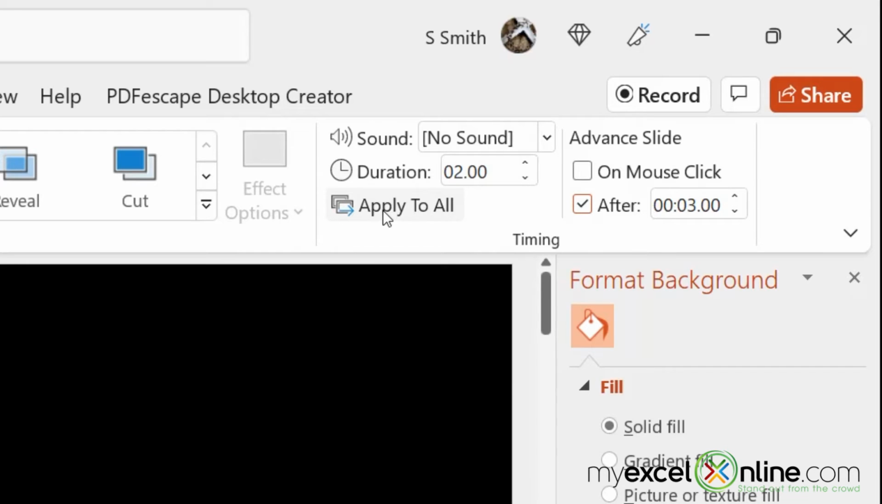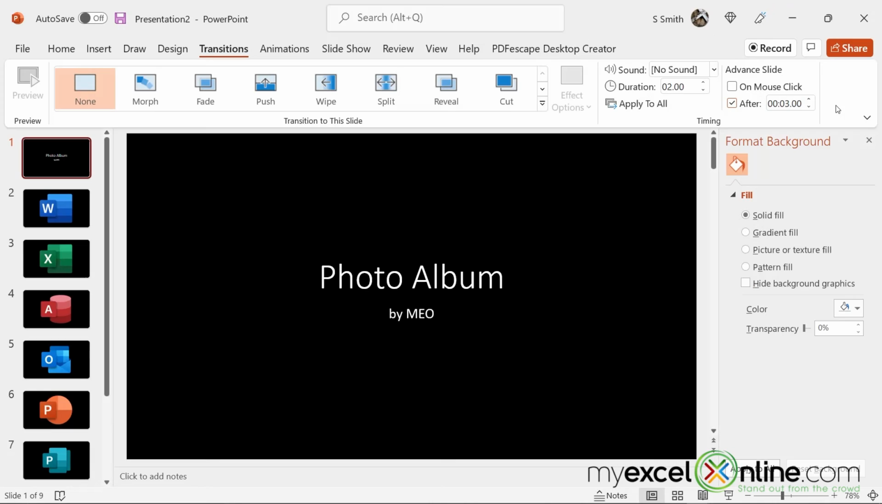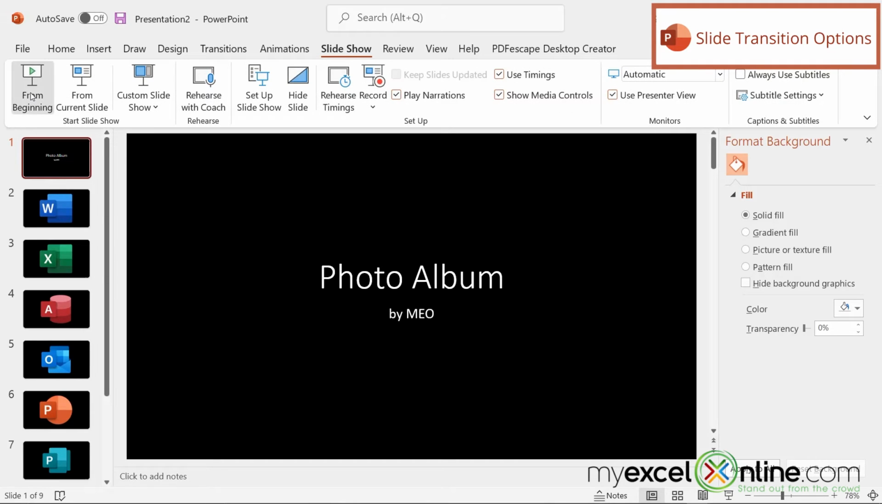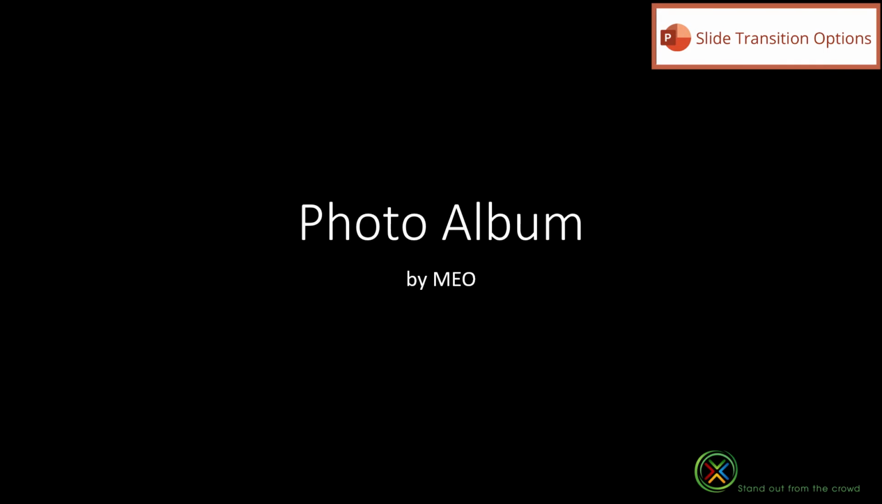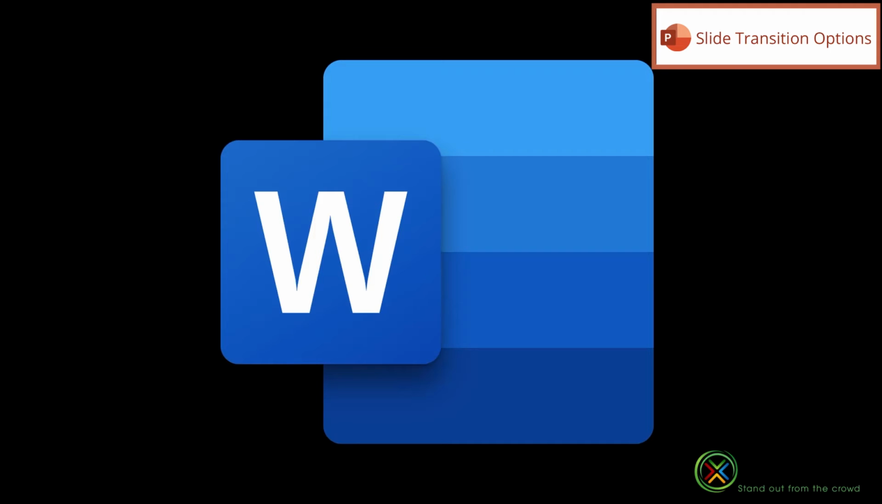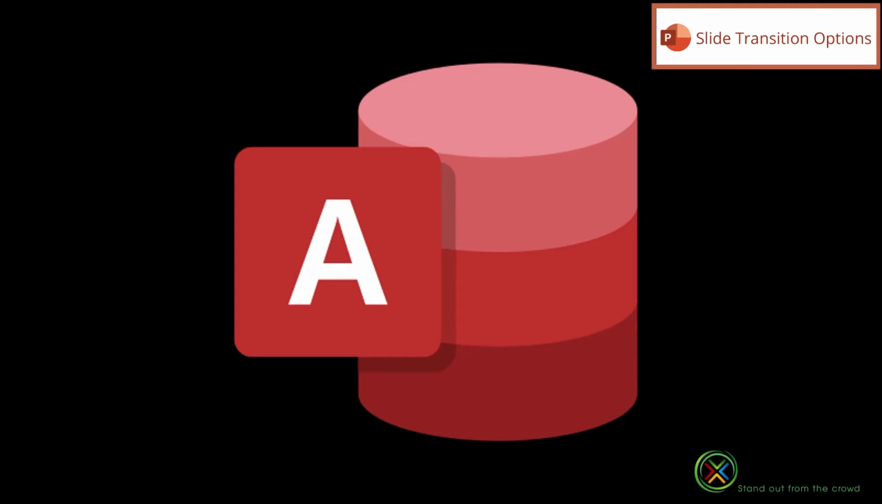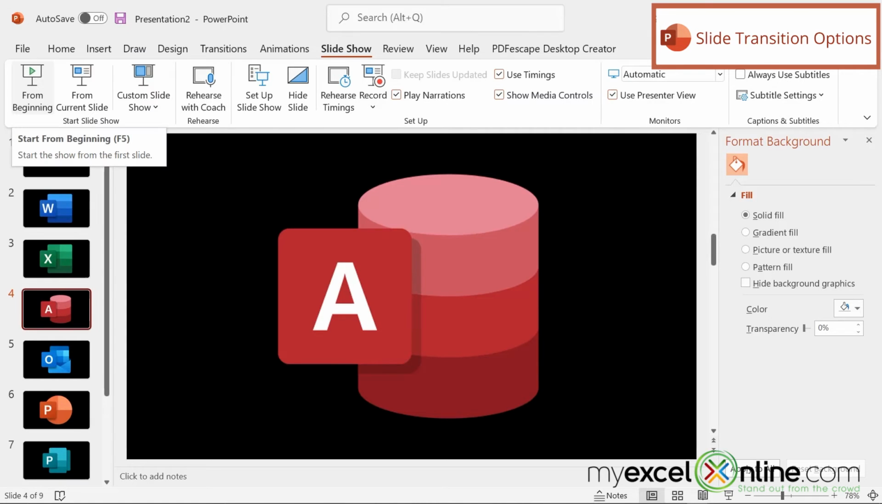And then I have to hit the Apply to All button right here so that advancing the slide gets applied to all the slides in my slideshow. So what happens if we watch this slideshow now? You can see that my slides are automatically advancing every 3 seconds. And if I hit Escape, I can go back to PowerPoint.